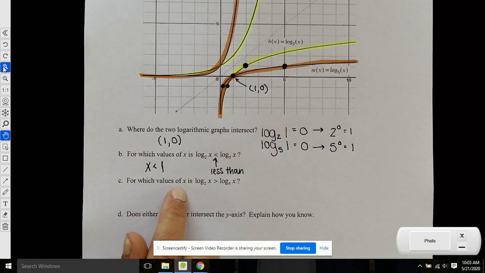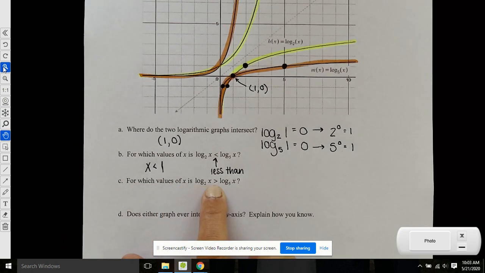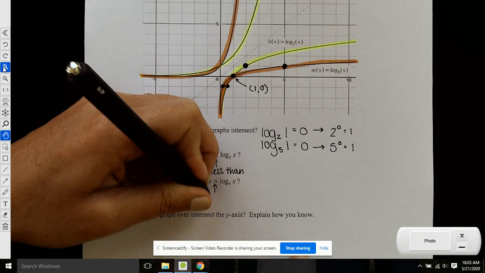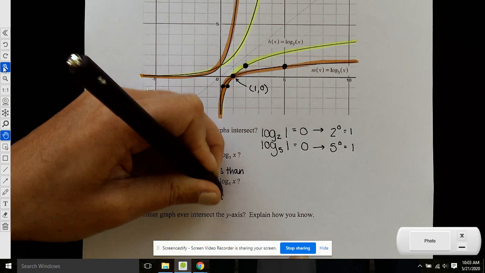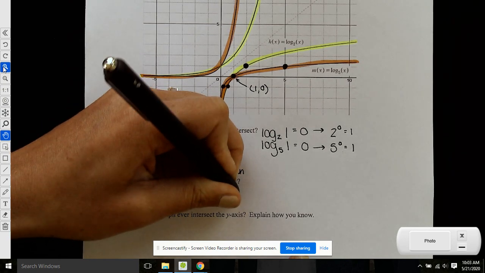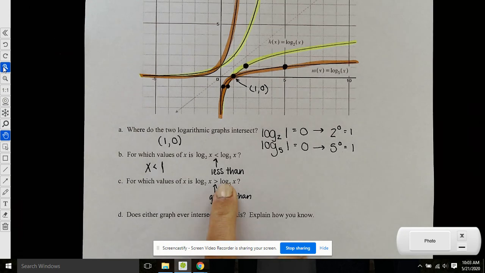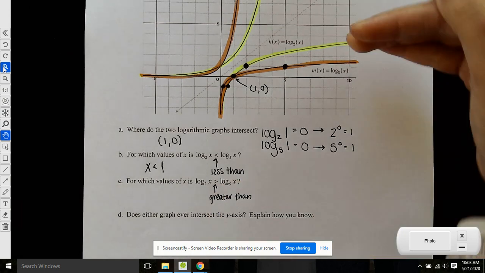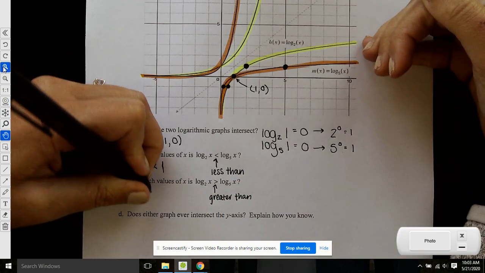Over here, which values of x is log base 2 of x greater than log base 5 of x? That's over here, where x is greater than 1.